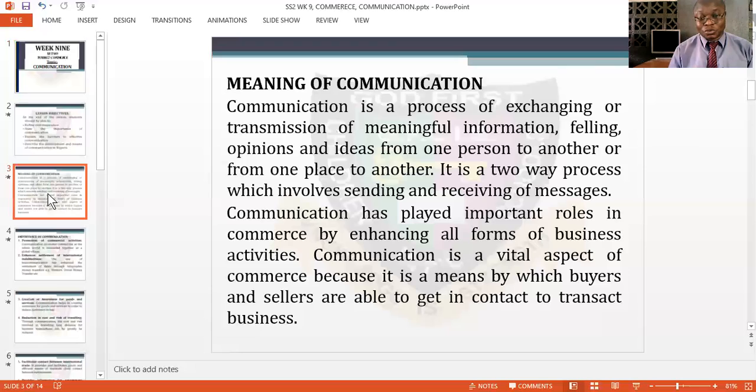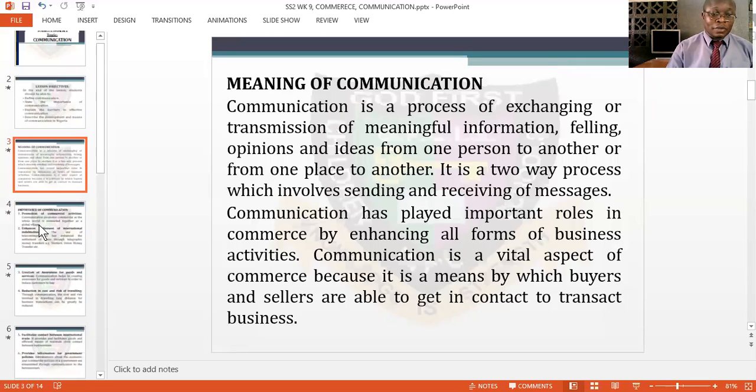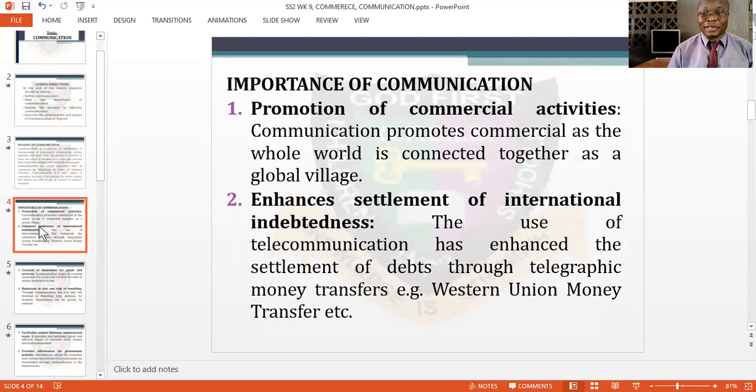So communication has played important roles in commerce by enhancing all forms of business activities. Communication is a vital aspect of commerce because it is a means by which buyers and sellers are able to get in contact to do business. So you can see that communication is very vital in business activities. Buyers and sellers need to communicate before buying and selling of goods and services can take place.